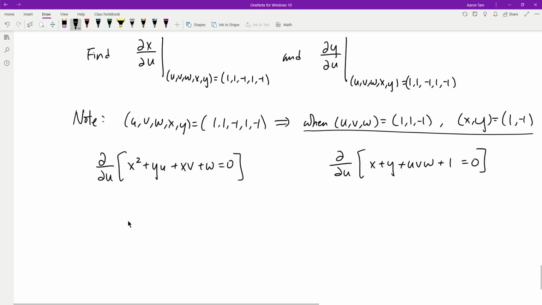All right, so let's see what happened. If I take the derivative of x squared with respect to u, notice x is a function of u, so therefore the chain rule needs to be applied. So that becomes 2x dx over du.